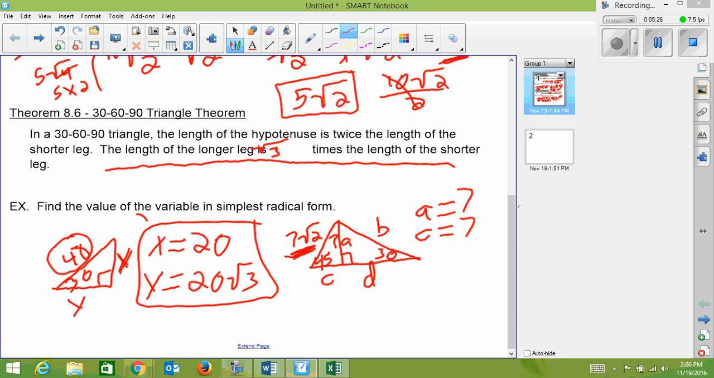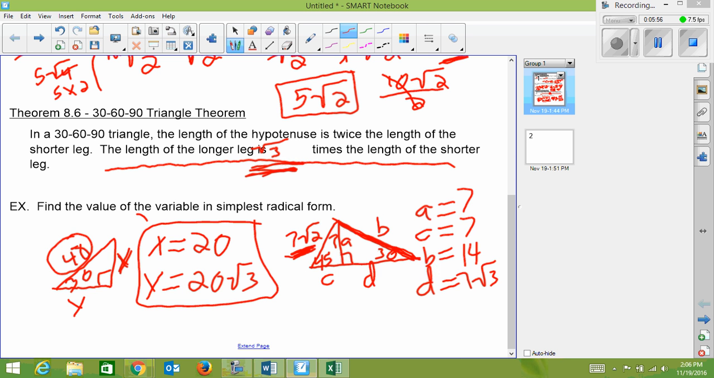Because I just found that A is 7, I can go ahead and use the rules for the 30, 60, 90 triangle. We know that the hypotenuse is double the length of the shorter leg, and A is definitely shorter than D. So my B, which is the hypotenuse, would be 14. And my D is square root 3 times the length of the shorter leg. The length of my shorter leg is 7, so 7 square root 3 would equal your D.